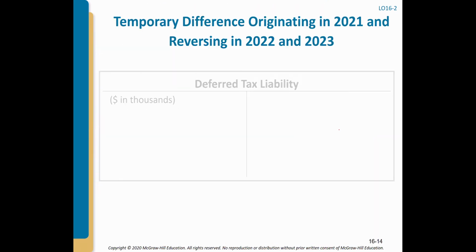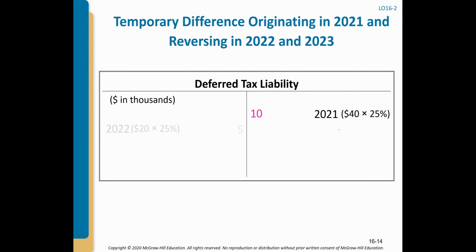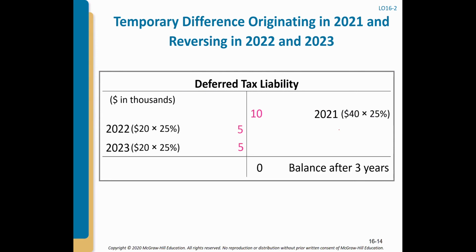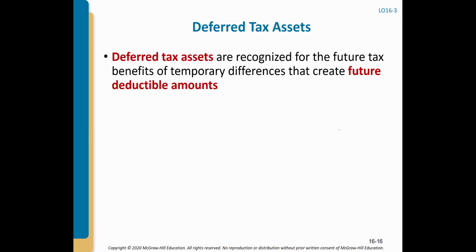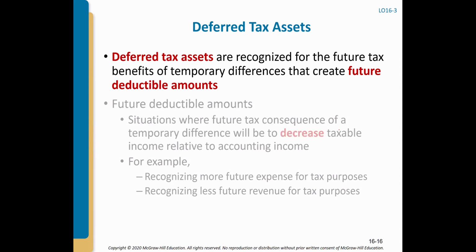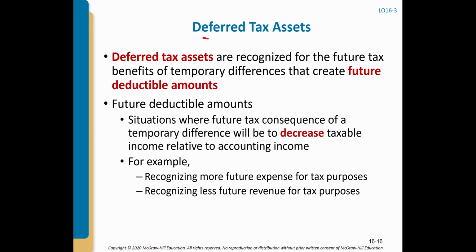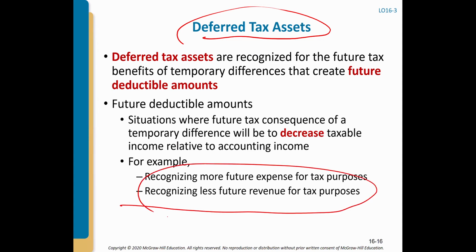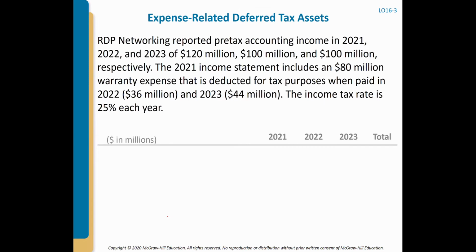This is the situation where accounting income is greater than taxable income, right? We talked about it last time. Today we talk about the deferred tax assets, the deferred tax asset situation. Here we have two situations, the one we just saw. So let's look at this example.